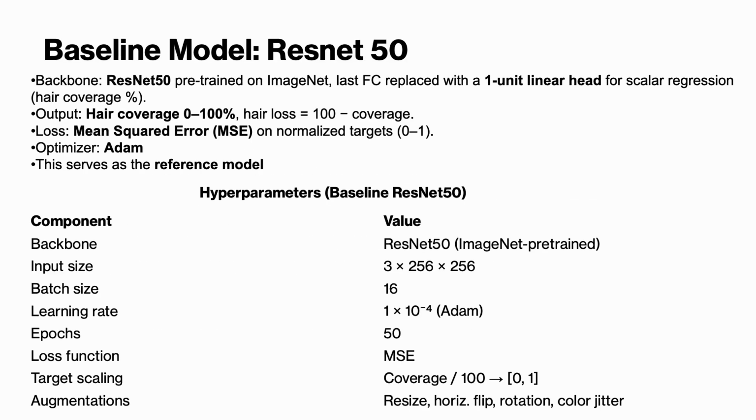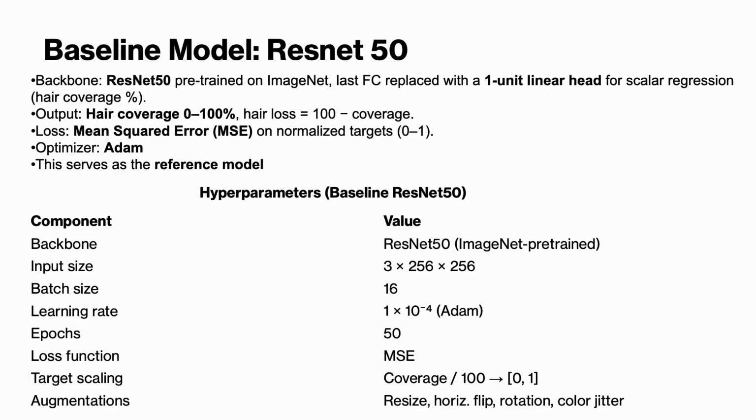Our first and primary model is a ResNet50 pre-trained on ImageNet. We take the full ResNet backbone, all the residual blocks, which learned features from millions of ImageNet images, and we replace the final classification layer with a single linear unit. That one output neuron predicts normalized hair coverage, which we scale back up to percentage points during evaluation.